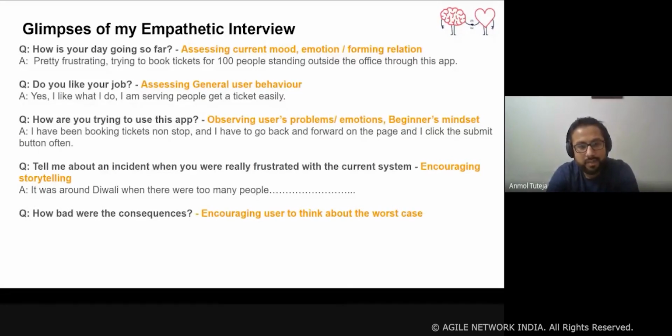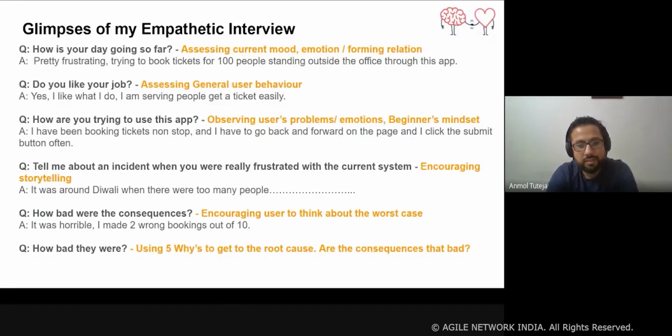Then I asked how bad were the consequences. So now I'm encouraging the user to think about the worst case, so that the user knows how big the problem is for him, maybe financially or with respect to experience, time, anything. So again, he's feeling horrible. He made 2 wrong bookings out of 10. So how bad were those 2 wrong bookings for you? Again, you're drilling down more using 5 whys to get the root cause. Are the consequences really that bad for that person? Now he said, okay, those 2 bookings were small monetarily since I had to deal with bus bookings, so they're not too big.